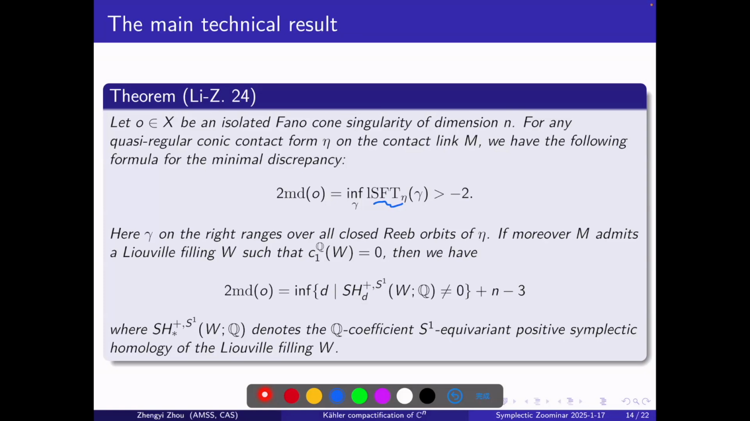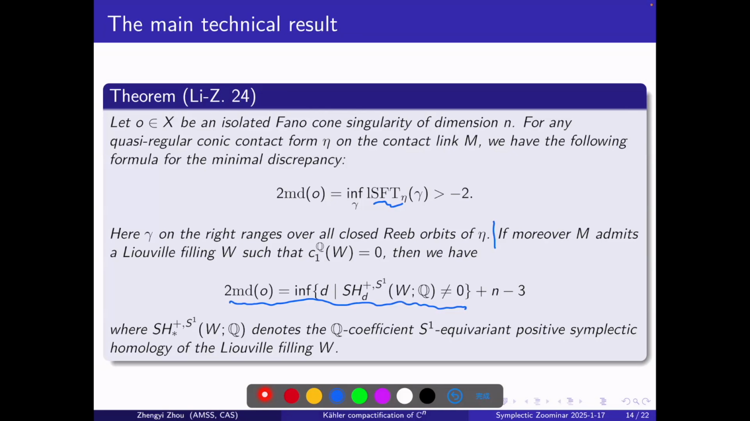And the next part is this number actually will be detected by Floer theory. So if M admits a Liouville filling W such that the first Chern class rationally is 0, then this number is detected by the minimum degree where you have non-vanishing positive S^1-equivariant symplectic homology plus n-3, because this is supported in conic singular index. So n plus n-3 is this SFT degree.